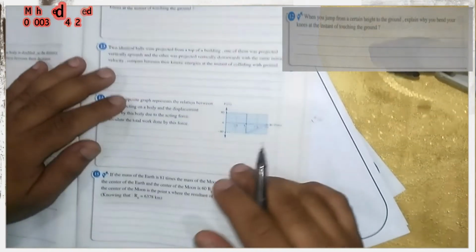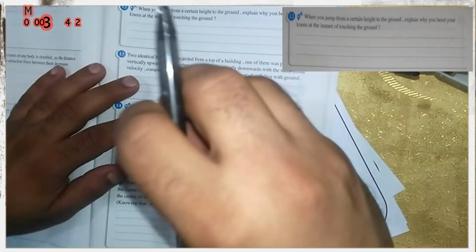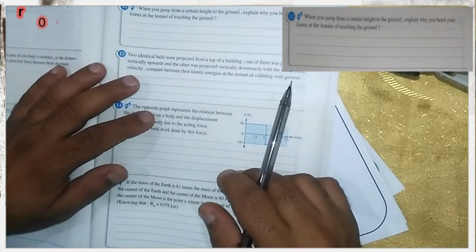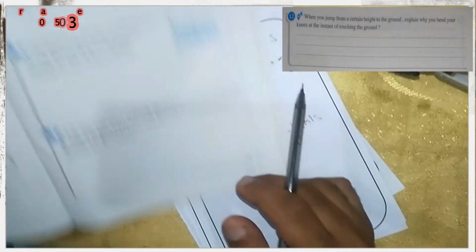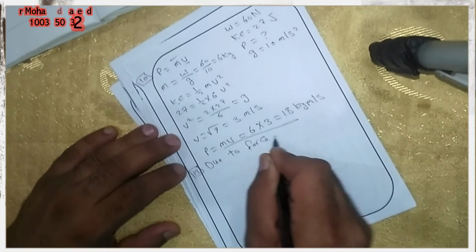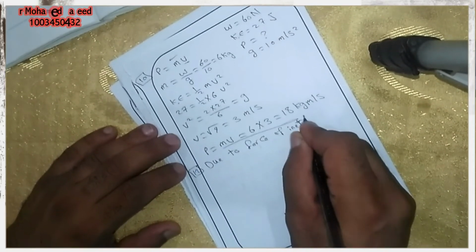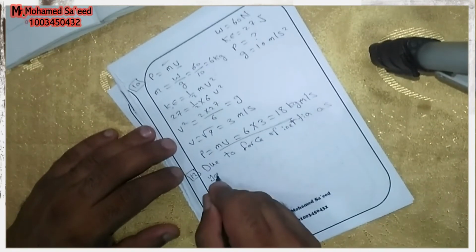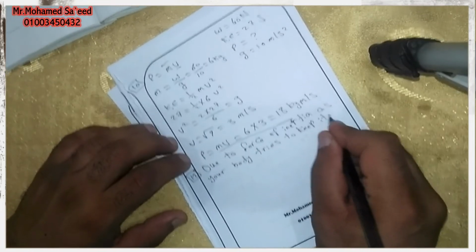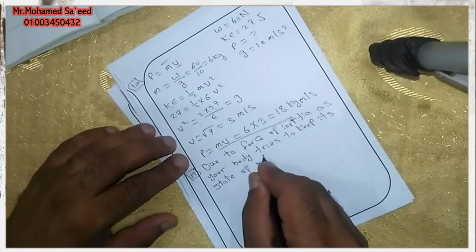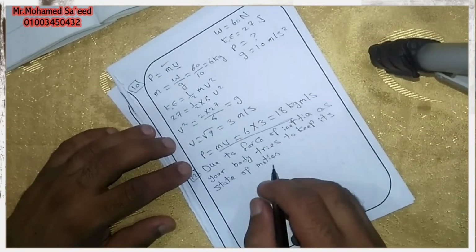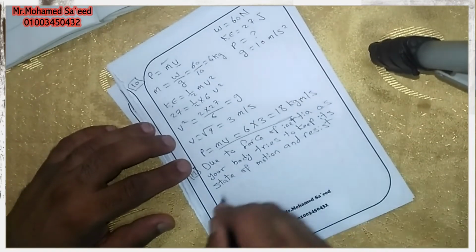Question number 12. When you jump from a certain height to the ground, explain why you bend your knees. When you land, you find yourself bending your knees. Why do you bend your knees at the instant of touching the ground? Due to the force of inertia, as your body tries to keep its state of motion. Your legs stopped, but your body still keeps its state of motion, which is energy. It tries to keep its state of motion and resist the change.